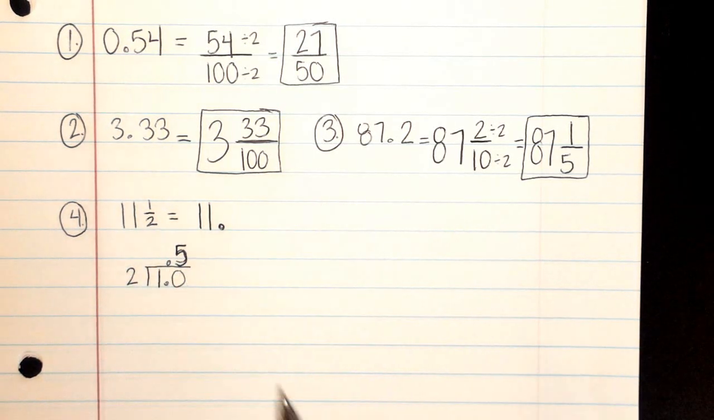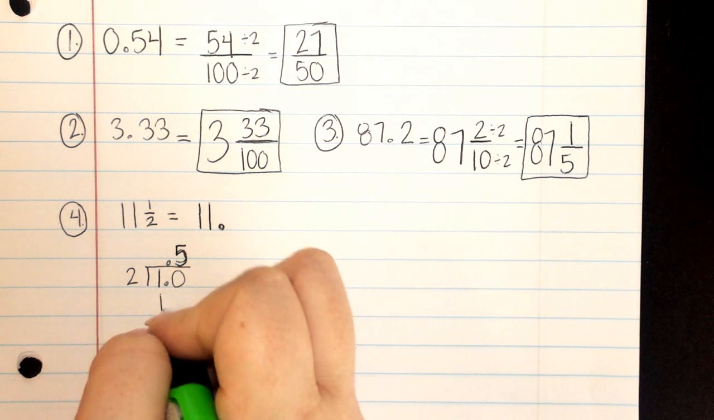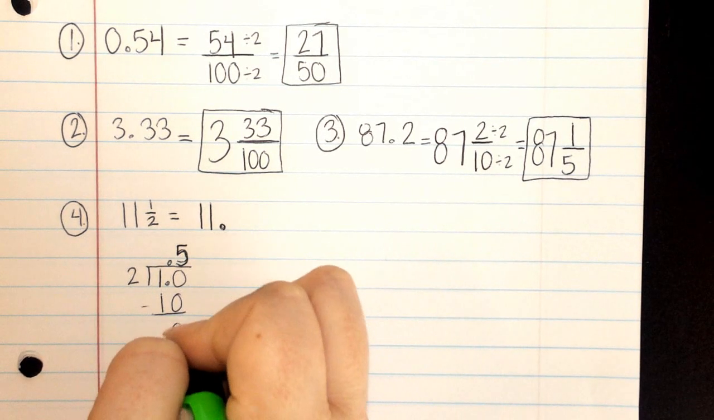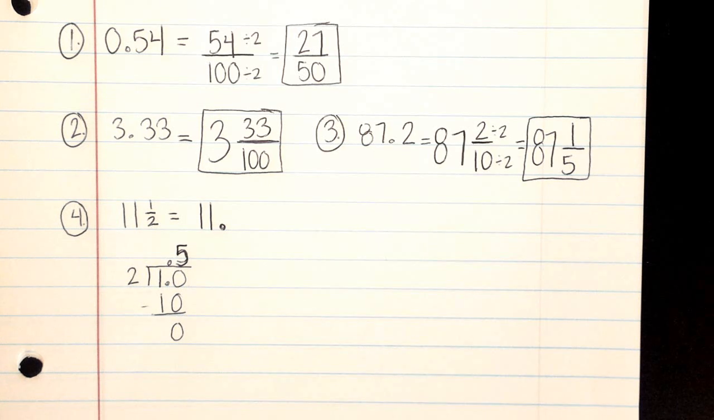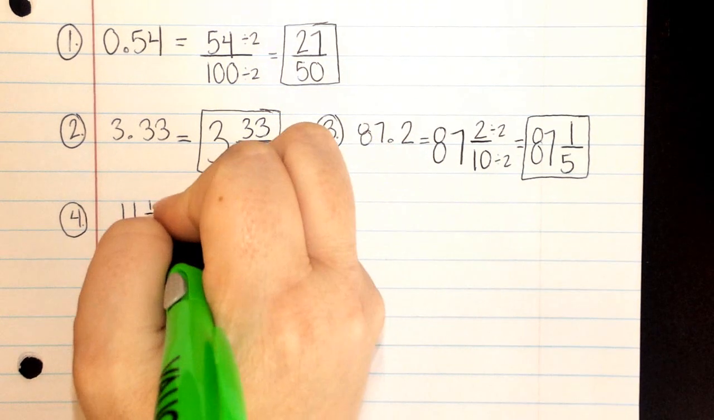All right, so 2 will go into 10 5 times. 2 times 5 is? 10. When I subtract, I get? 0. So is there anything else to that problem? So what's going to go behind the 11? 5. 11.5 is my answer.